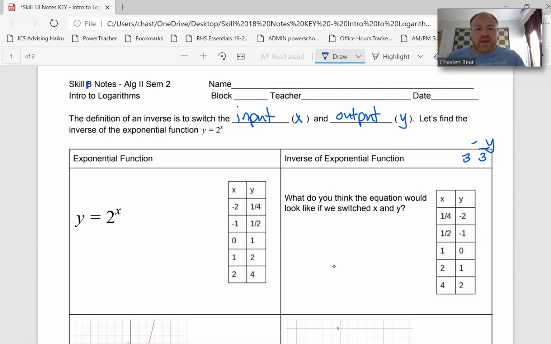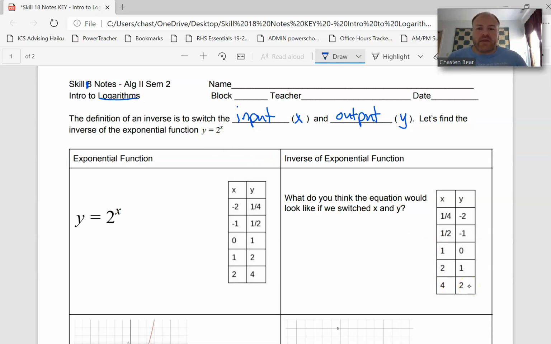But the question becomes, what in the world is going to be the inverse of an exponential? How do I undo raising something to a power? Well, that's where this new concept comes in. That's why we are talking about some weird brand new word called logarithms.